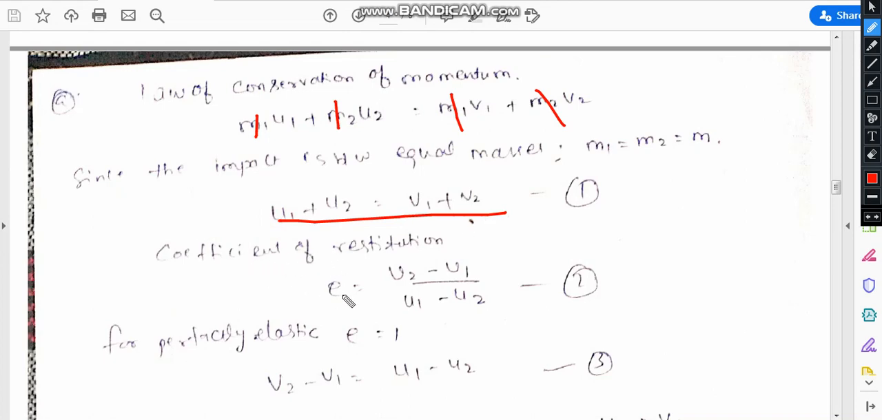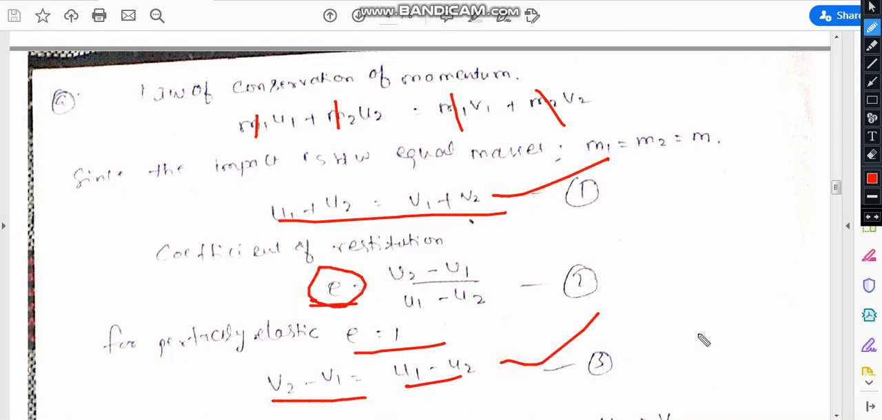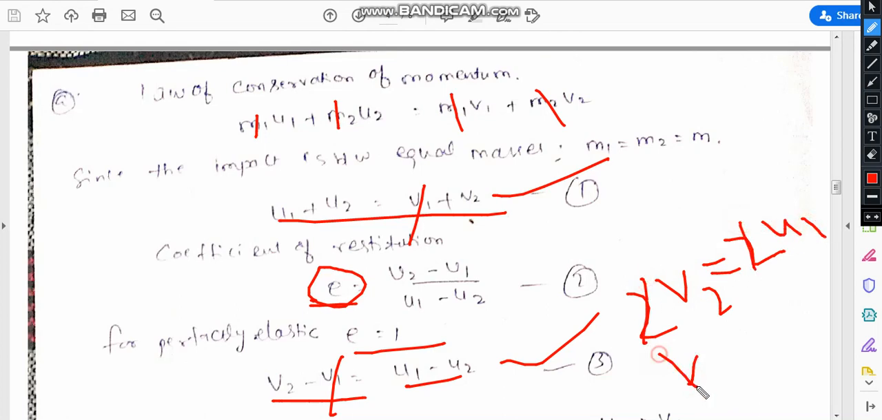According to the coefficient of restitution for the elastic collision, e equals 1, so we put v2 minus v1 equal to u1 minus u2. By solving this equation and the previous equation, v1 is cancelled out, and we find 2v2 is equal to 2u1. So 2 will cancel out, and v2 is equal to u1.